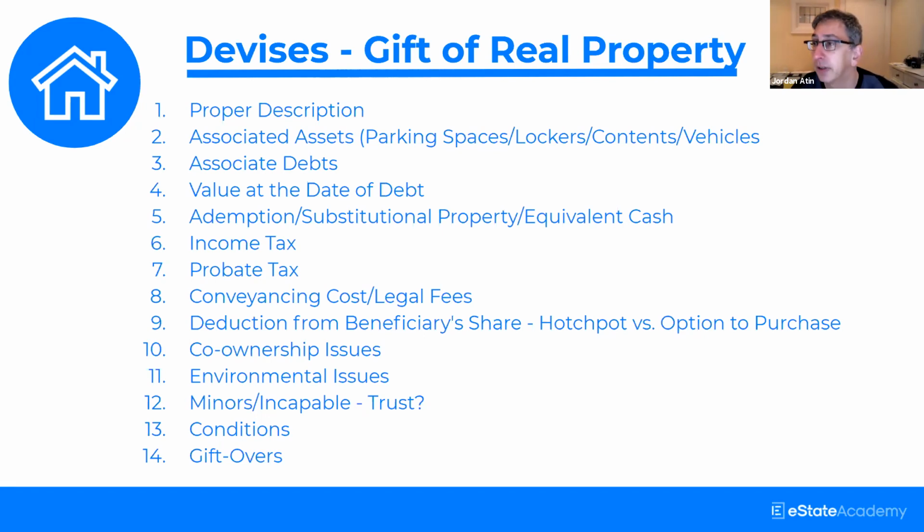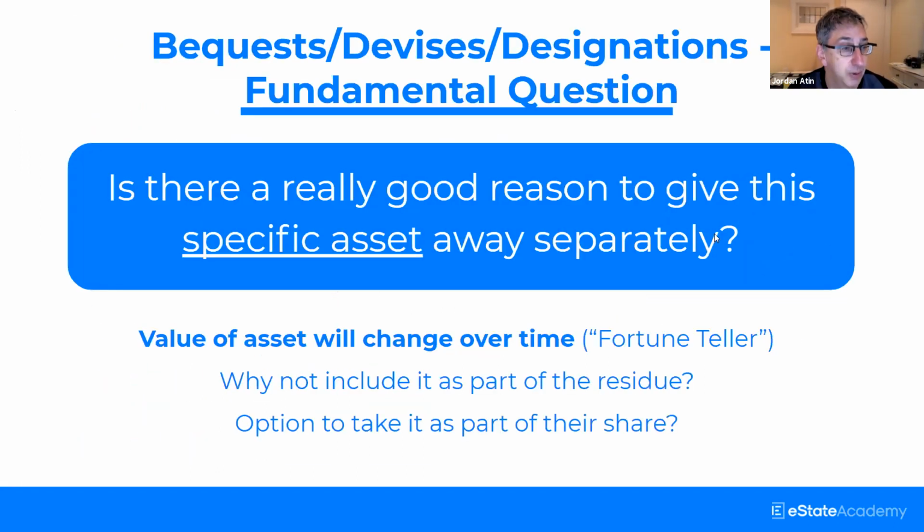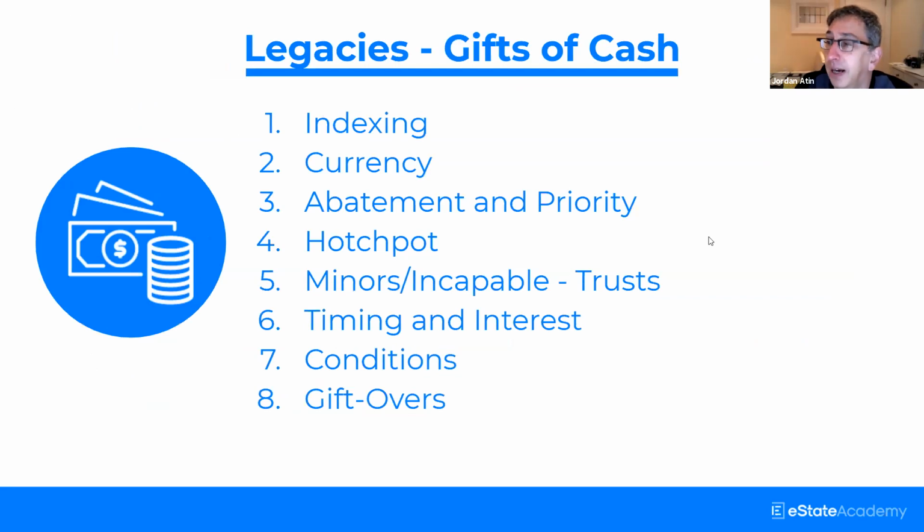And then conditions and gift overs. So that one had 14. The one before it had 10, and the one before it had 8. So real simple. I got a real simple will for you. You know, this is why we still need lawyers, I think.